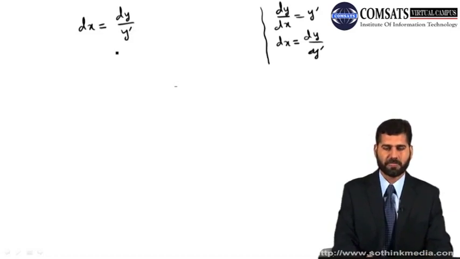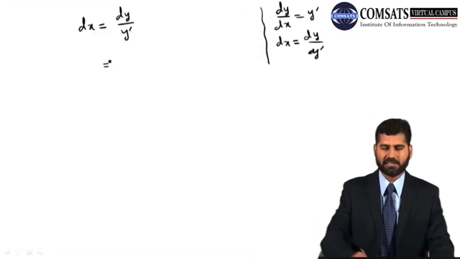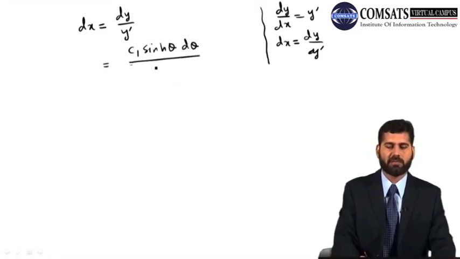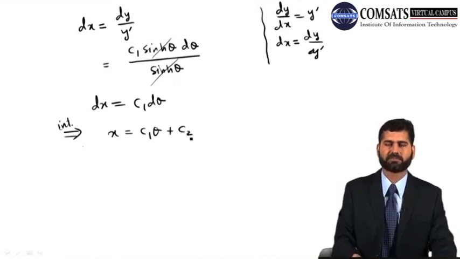Now, if I replace the values of dy and y prime, what is dy? Our y is c1 cosh theta, so dy is c1 sinh theta d theta, divided by y prime, which is just sinh theta. So this is gone, and you get c1 d theta equals dx. On integration, x is equal to c1 theta plus c2.